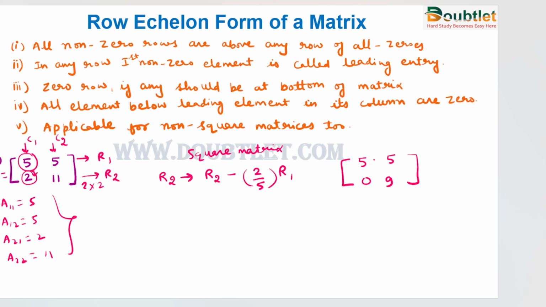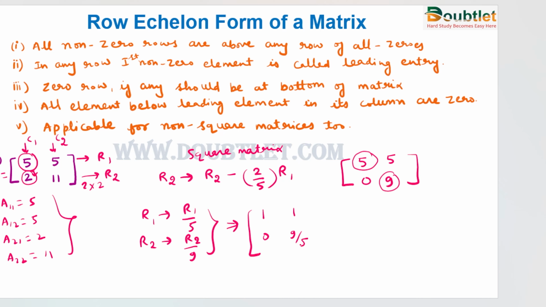Some experts also say that we have to convert these diagonal elements to 1, but it is not necessary. You can convert if you need. So let's convert this. We apply R1 divided by 5 and R2 divided by 9. If we apply both operations simultaneously, we get 1, 1, 0, 9 by 5. Both of these are row echelon forms of this matrix.